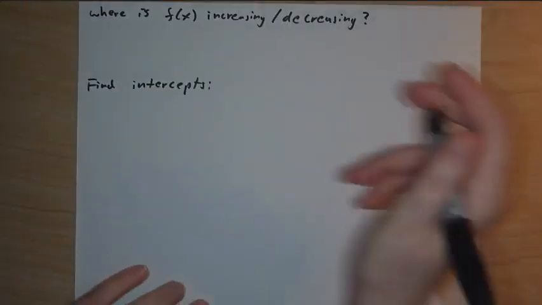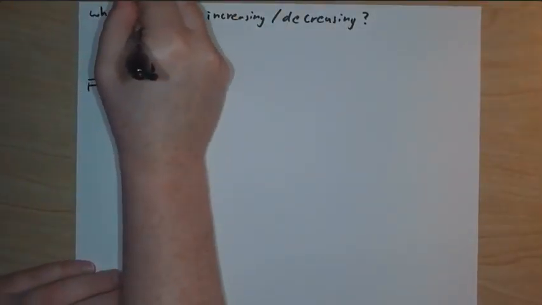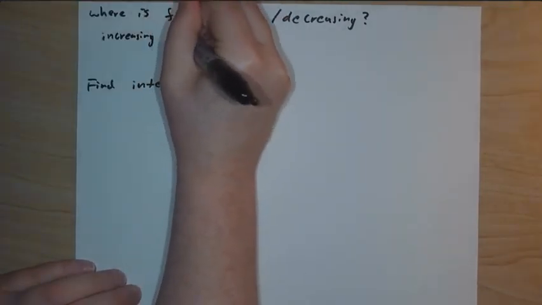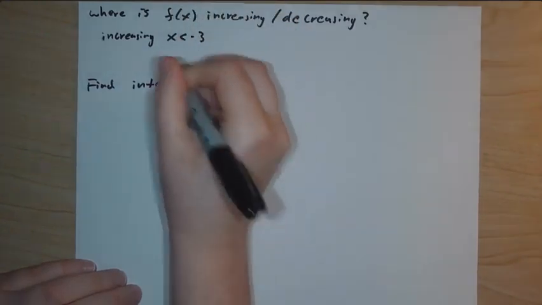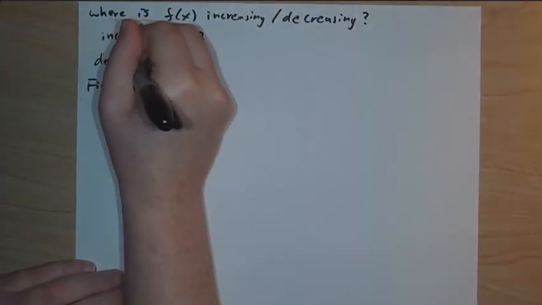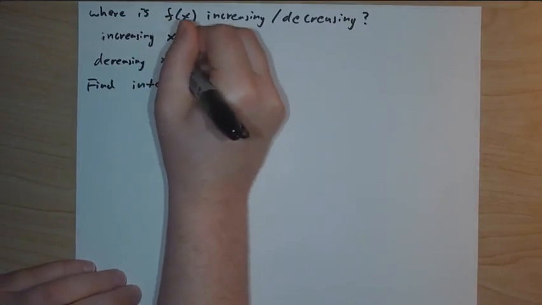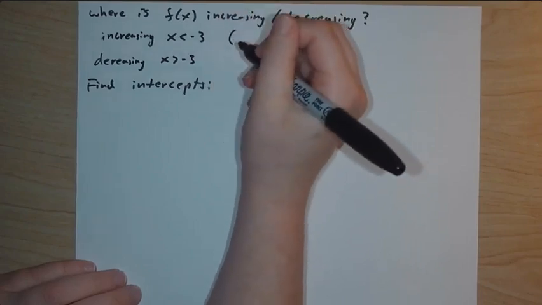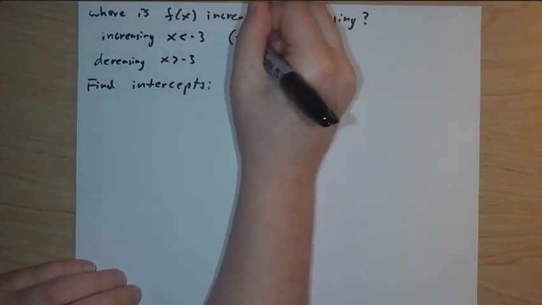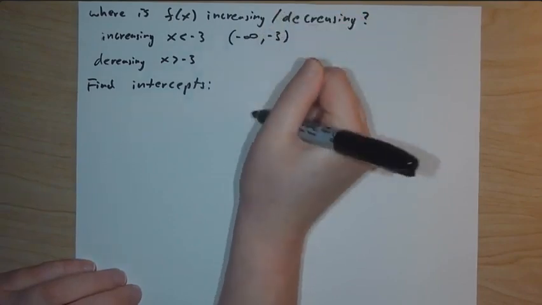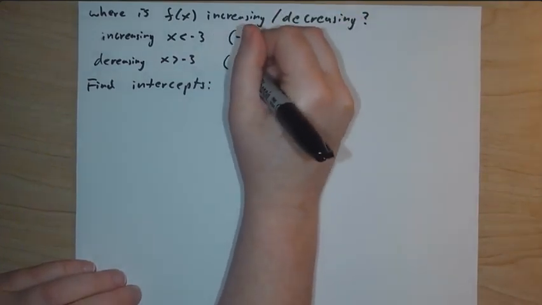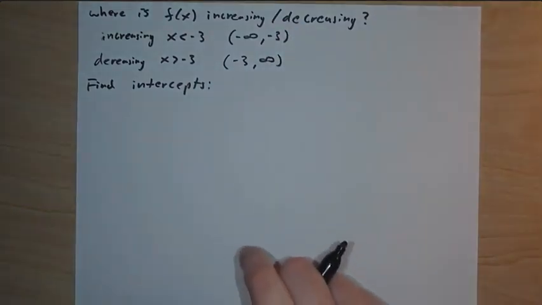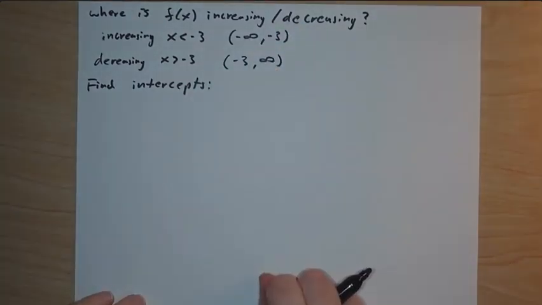So we are increasing when x is less than negative 3, and we are decreasing when x is greater than negative 3. Another way to say this is, in interval notation that is, from negative infinity to negative 3 we are increasing, and we are decreasing from negative 3 to infinity. Generally speaking, we put it in interval notation.